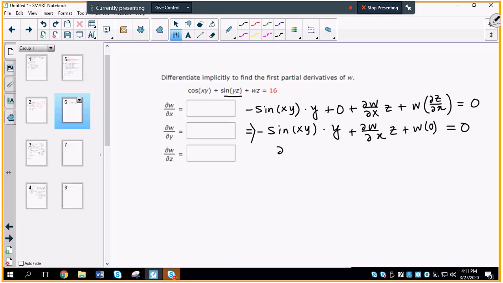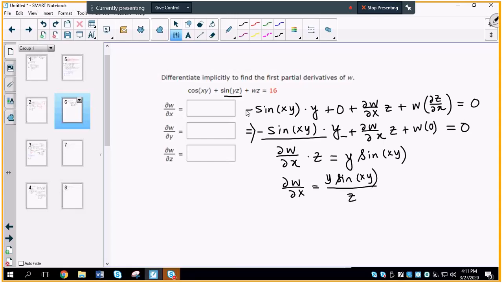How do I do that? I first write del w del x times z is equal to, now w times 0 is going to be 0, I'm not caring about that. This term, you will add it on both sides and get y times sine of xy on the other side. Remember, you were trying to find del w del x, so divide both sides by z, and I get del w del x is equal to y sine of xy divided by z, and that should be my answer. y sine of xy divided by z.